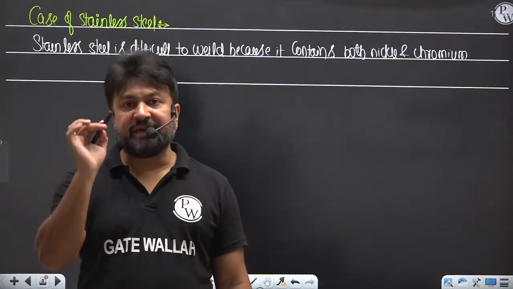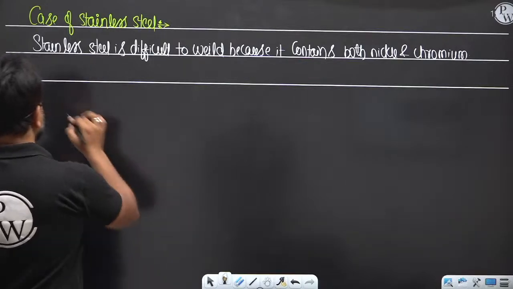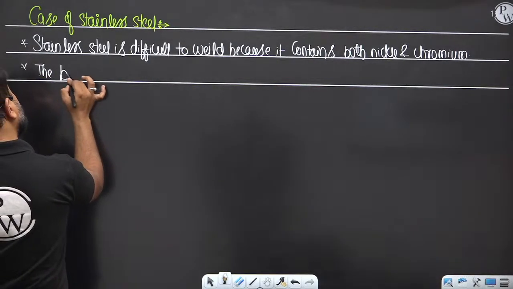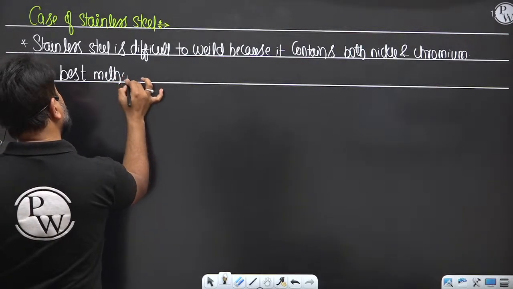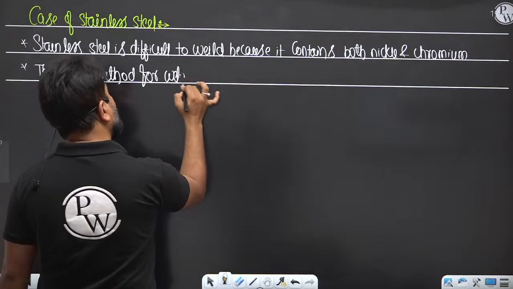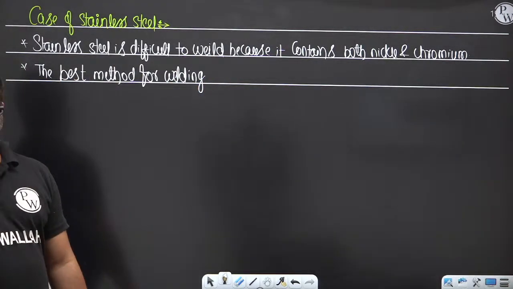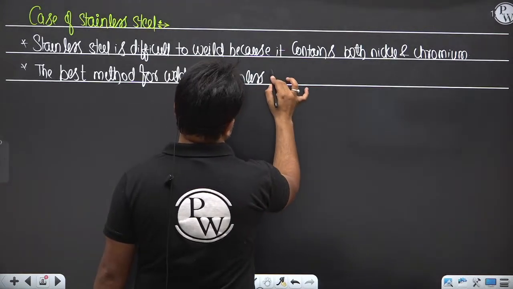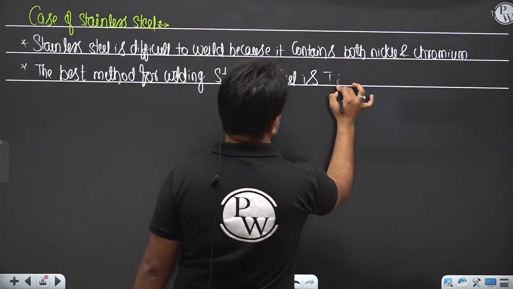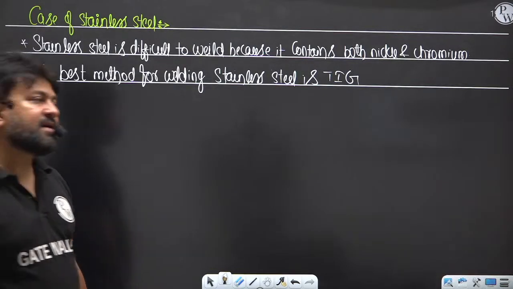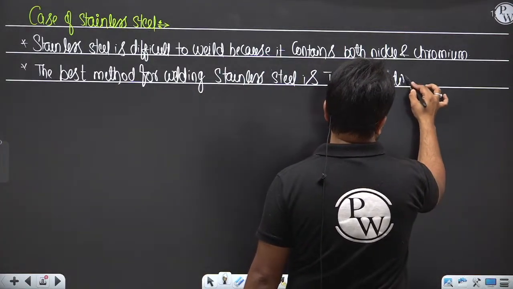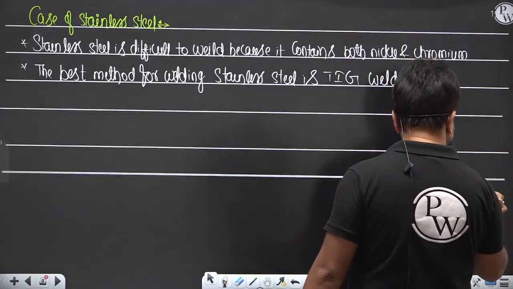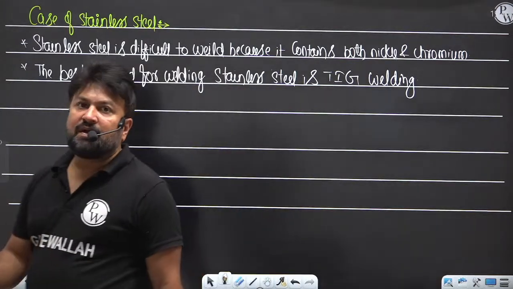So the best method for welding stainless steel is TIG welding, right? The best method for welding stainless steel is TIG, tungsten inert gas welding. This is the best method to do the welding. So I hope you understand this very well. Now let's move to the next point.